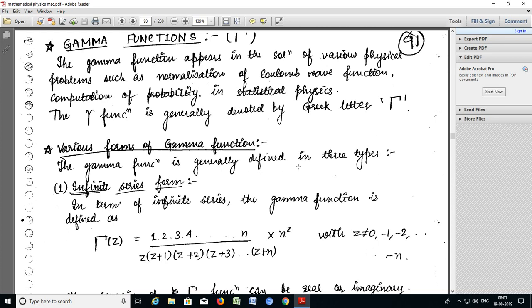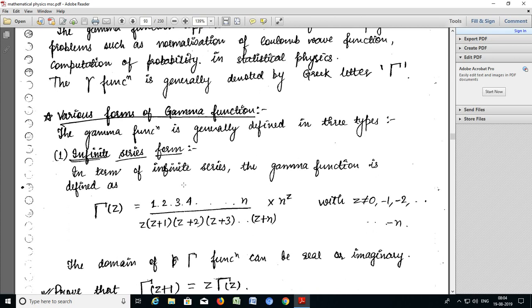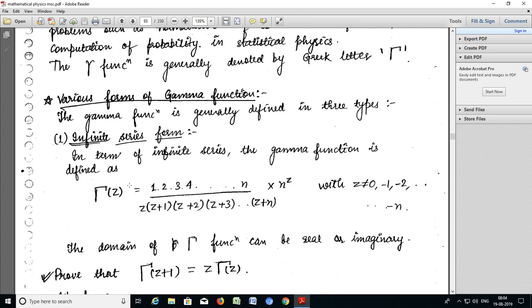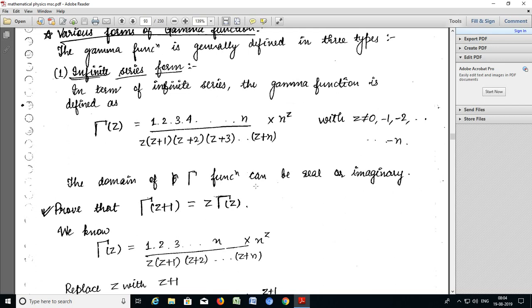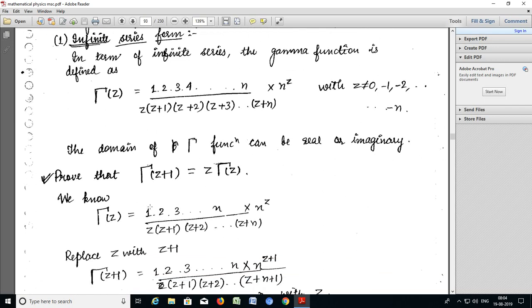The gamma function is generally defined in three types. Infinite series form: the gamma function is defined as gamma z equals 1.2.3.4 up to n over z into z plus 1, z plus 2, z plus 3 up to z plus n, into n to the power z, where z is not equal to 0 or minus 1 or minus 2 or minus n. The domain of gamma function can be real or imaginary. Now let us prove one by one.